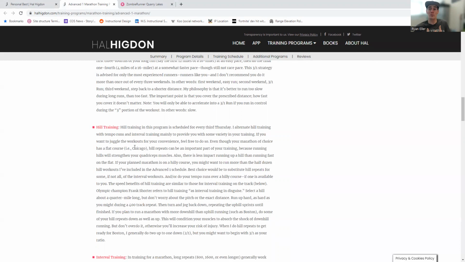I personally run much longer hill workouts, usually 1/2 mile to 1 full mile long hills, just given that I want that extra amount of mileage for my own personal training. But you can see that really what he wants you to do is to find a hill that's not too long and run it at about 400 meter pace. So he wants you to really kind of sprint the hill, for lack of a better way of putting it.